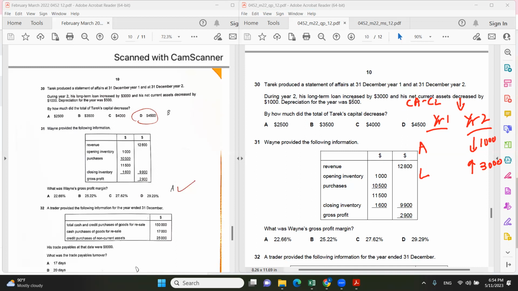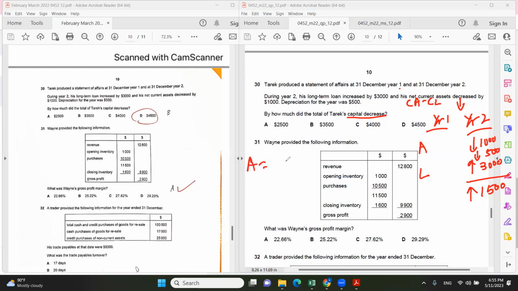Depreciation for the year was 500. Depreciation will cause the non-current asset to decrease by 500. By how much did the total decrease? So 2 decrease 1,005. 1 increase, the net will be increase 1,000. Wait, let me see where the thing goes wrong. This one is which year? Year 1. Okay. The capital decrease. Yeah, let me count.